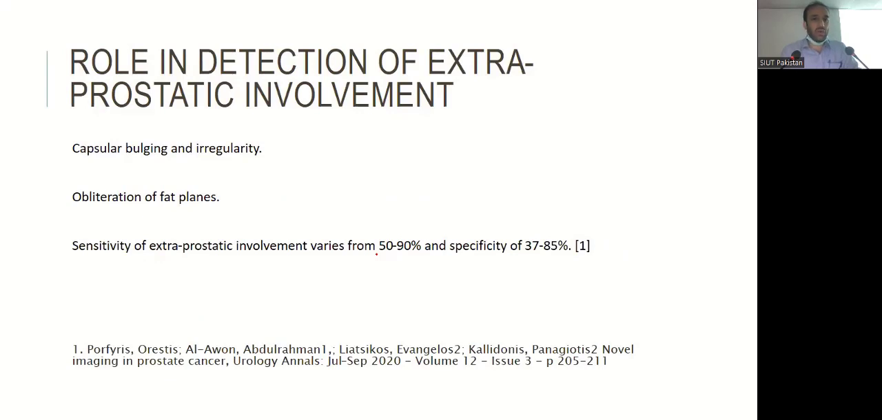So, the role in detection of extraprostatic involvement: capsular bulging and irregularity, obliteration of the fat plane. The sensitivity for extraprostatic involvement varies from 50 to 90%, and the specificity from 37 to 85%. This is from the literature.